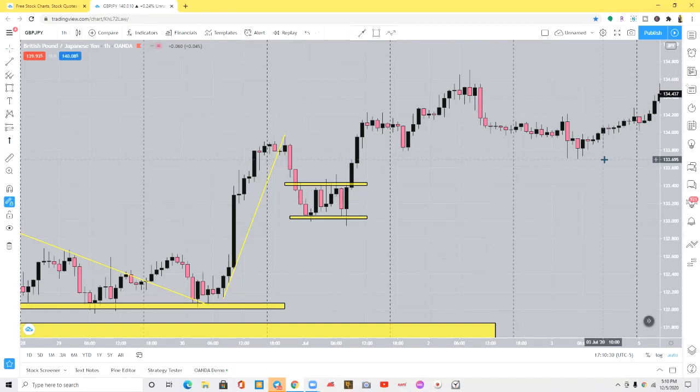I enter multiple trades. I take my 10 to 20 pips, and I always let a runner run. I make sure I have my stop loss in profit, and if it comes back and hits my stop loss, so be it.